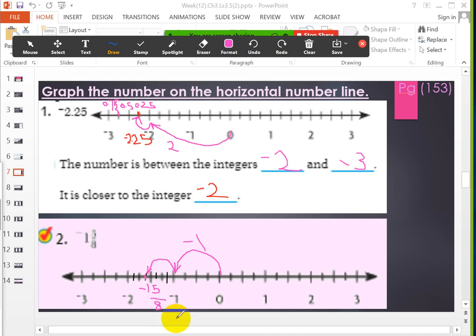Okay, if you finish, please type 1 in the chat.